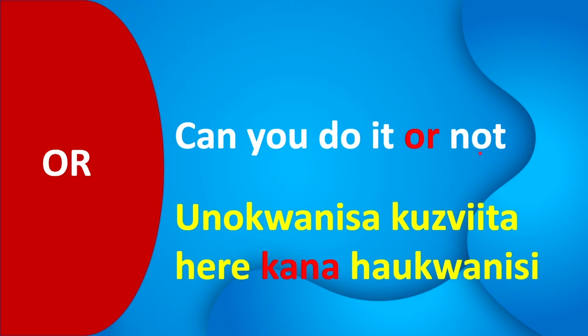Another example: can you do it or not? In Shona, this becomes unokwanisa kuzviita here. That's can you do it? Or becomes kana, not haukwanisi. Unokwanisa kuzviita here kana haukwanisi. I hope it's clear and straightforward.